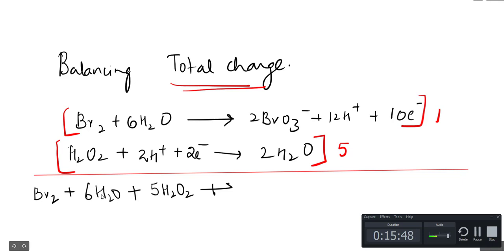Sorry for that. Let me take the eraser and rub this part. Okay, so I need to take my pen again and put a plus here, right? So I have written bromine, I have written 6H2O, I have written 5H2O2. Then I need to write 10H plus.